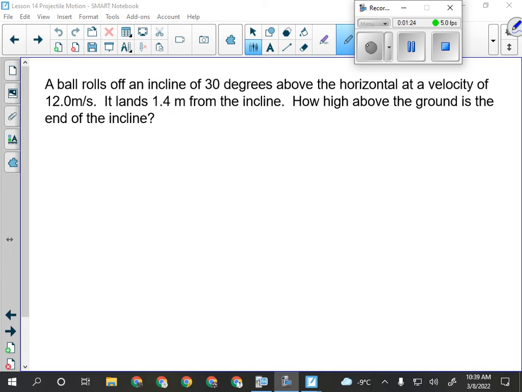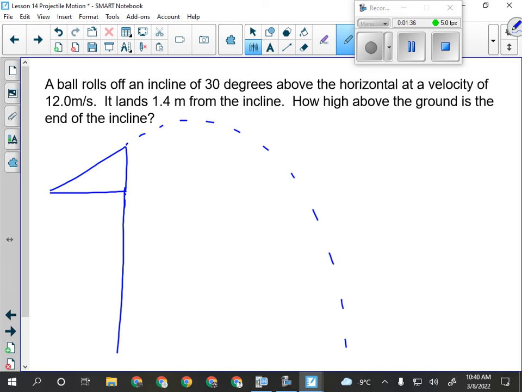Okay, so. Ball rolls off an incline. So we know that this incline is actually sitting on top of something else. Okay, we've got like this situation. Ball's going to do that. We know that this distance is 1.4 meters. We know that the projected velocity, this is 30 degrees here, and 12 meters per second. Right? So that's what we know right now.